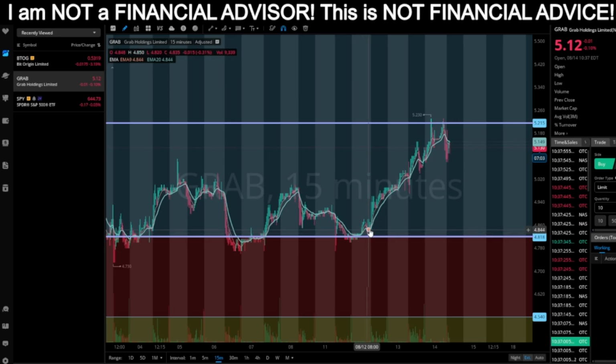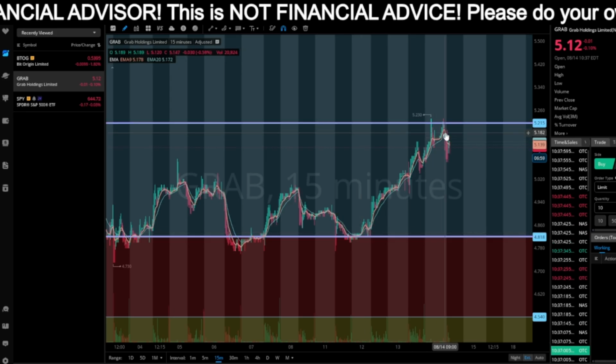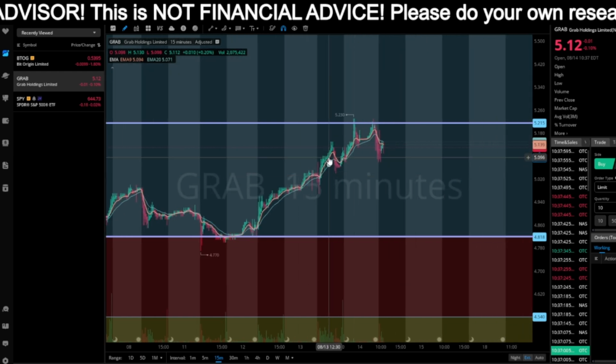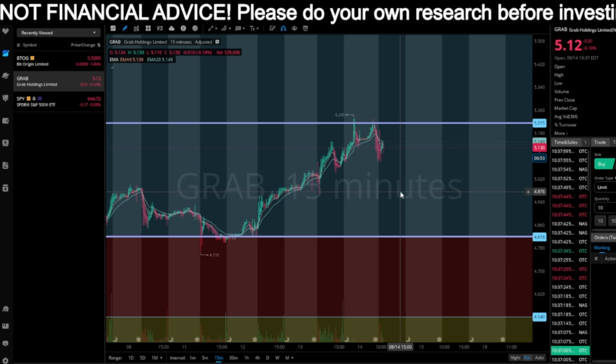And if it doesn't break it, you can ride it to the upside. And it hasn't broken the 5.23 yet. So chances are, basing off of these entry and exit points, you're looking at a potential swing to the downside.